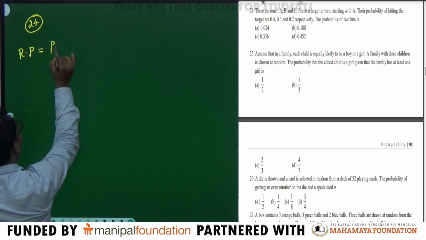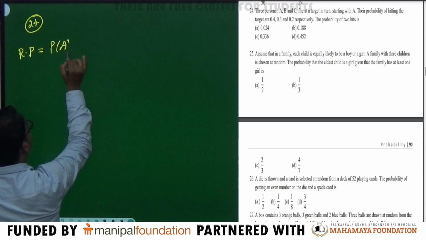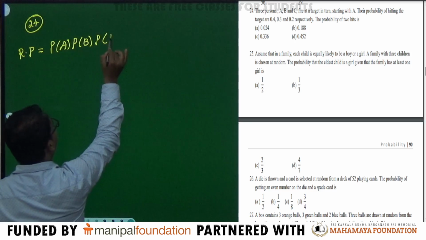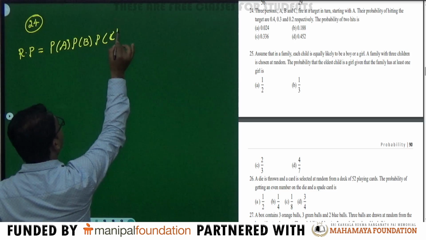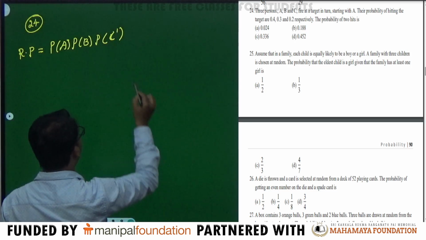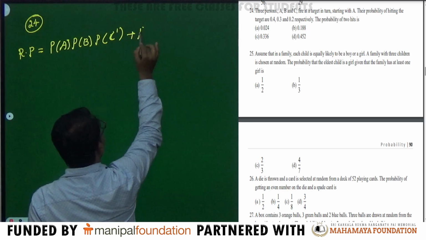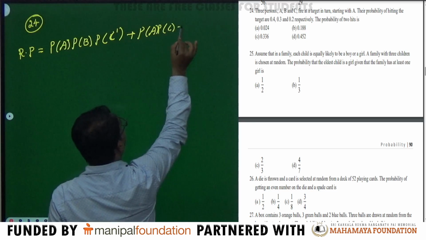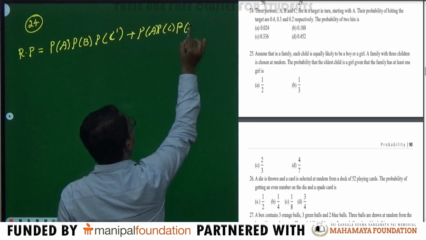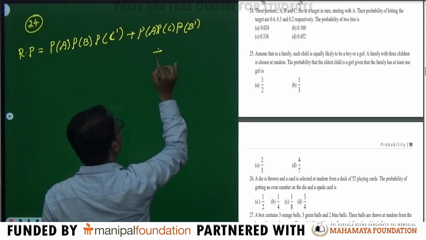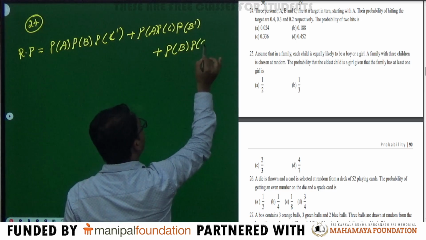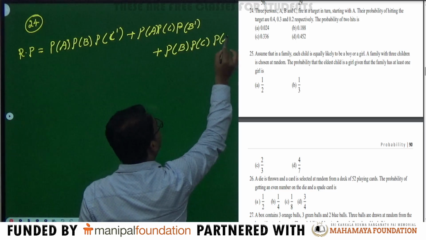so person A will hit the target, person B will hit the target, person C does not hit the target. We call it C dash. Or person A will hit the target, person C will hit the target, but person B will not hit the target. Or person B will hit the target, person C hits the target, person A does not.